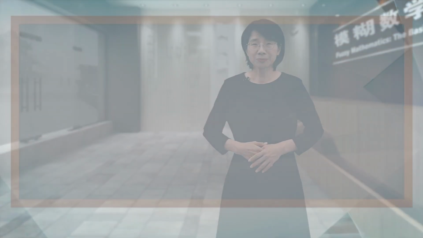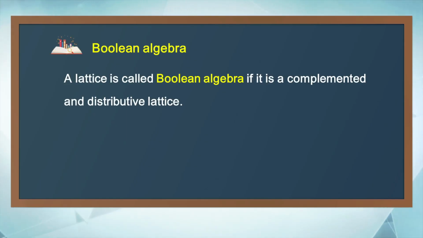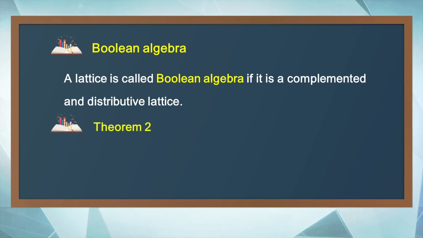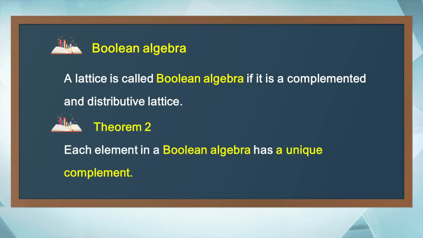element does have a unique complement if the lattice is a Boolean algebra, which will be the main topic in the latter part of this lecture. A lattice is called a Boolean algebra if it is a complemented lattice together with distributivity. Let's prove the uniqueness of the complement in a Boolean algebra. Theorem 2. Each element in a Boolean algebra has a unique complement.